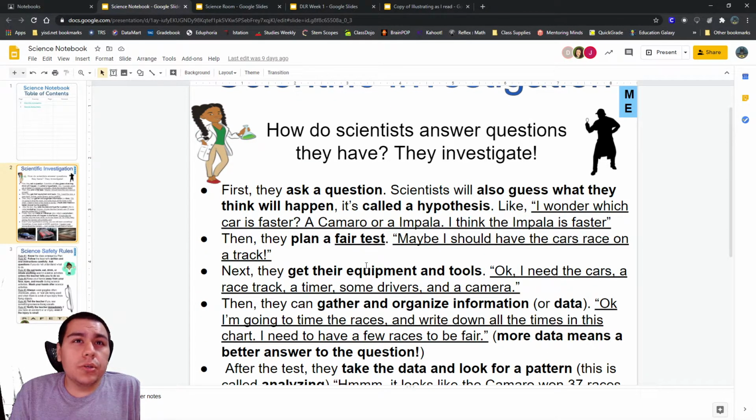So once they're sure that they have a test that's fair, that they know is right and it's going to work, they start to gather their equipment or any tools that they need for it. So in this case, they would need the cars because they can't race the cars without cars. They would need a racetrack somewhere for them to drive. They would need some drivers. They would need a timer and maybe a camera.